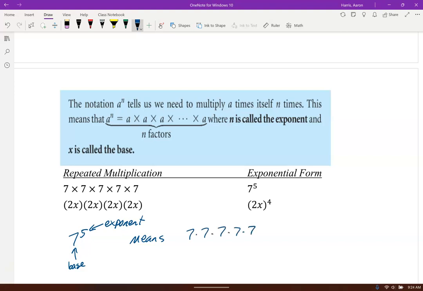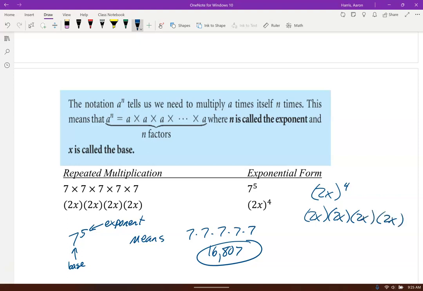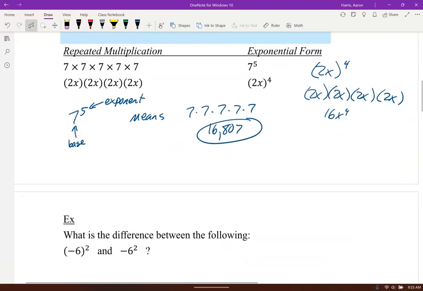7 to the 5th, what is that? That's 16807. If you have 2x to the 4th, the base is 2x, the exponent is 4. You have 4 of these 2x's being multiplied. You can multiply all the 2's: 2 times 2 times 2 times 2, I got 16. x times x times x times x, x to the 4th. 16x to the 4th.